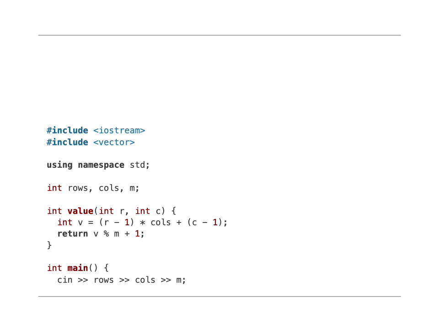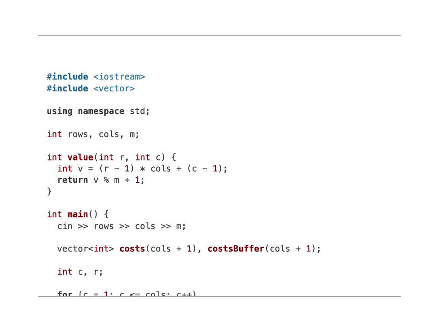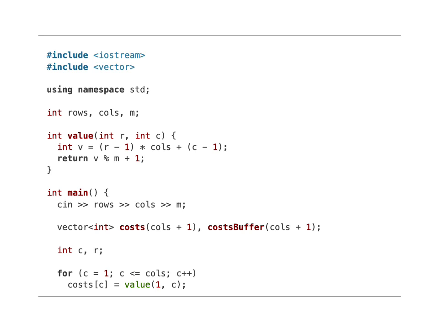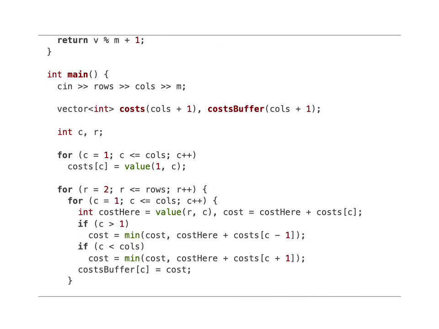First, we read in the number of rows, columns, and the period of the repeating pattern from the input file. We create the two arrays that we need, one for the costs and one for the intermediate buffer values. Here we populate the costs array with the traversal costs that we would have if there were only one row. And here is the main update algorithm.